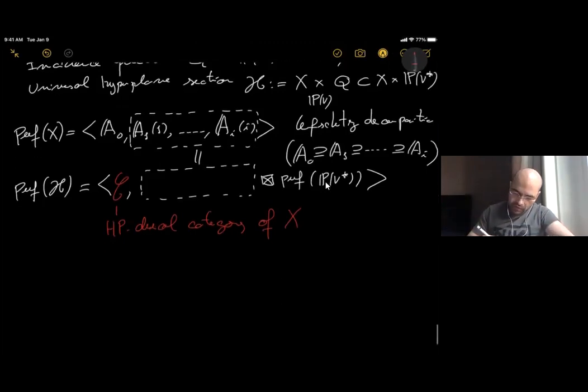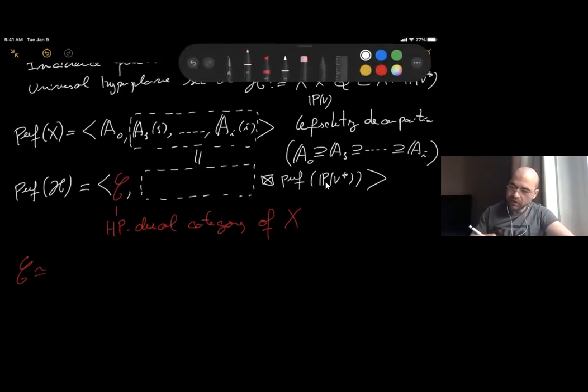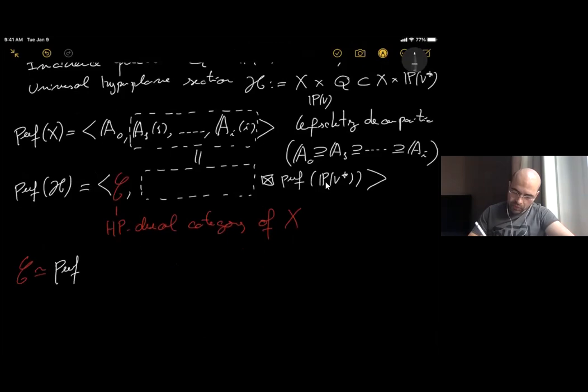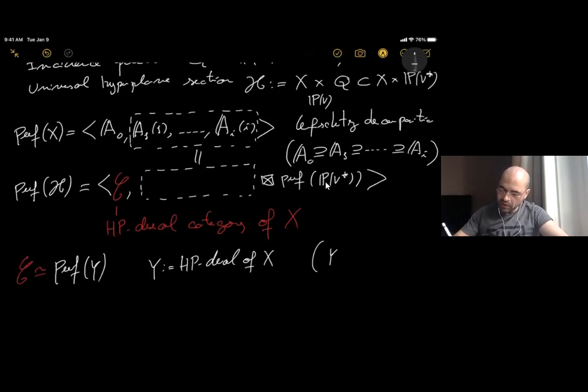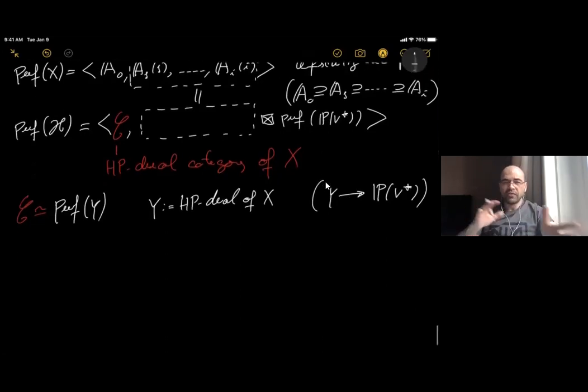But what's interesting in this theory is that this category here, sometimes it turns out that it's geometric. It's coming from another algebraic variety, which is called the HP dual of X, which in particular comes equipped now with a map to the dual projective space. Okay, so these things actually exist in pairs. There is some kind of duality.